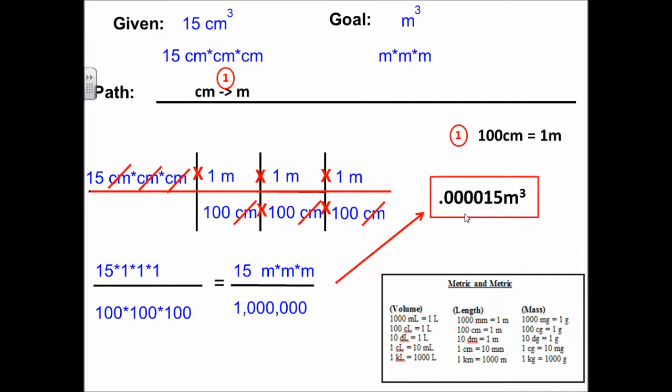So it's similar to what you've already learned how to do. You just need to break it apart into cubed. Or if this was centimeters squared, you would just do these steps twice because it would just be centimeter times centimeter. Well, let's go through and try a problem now.